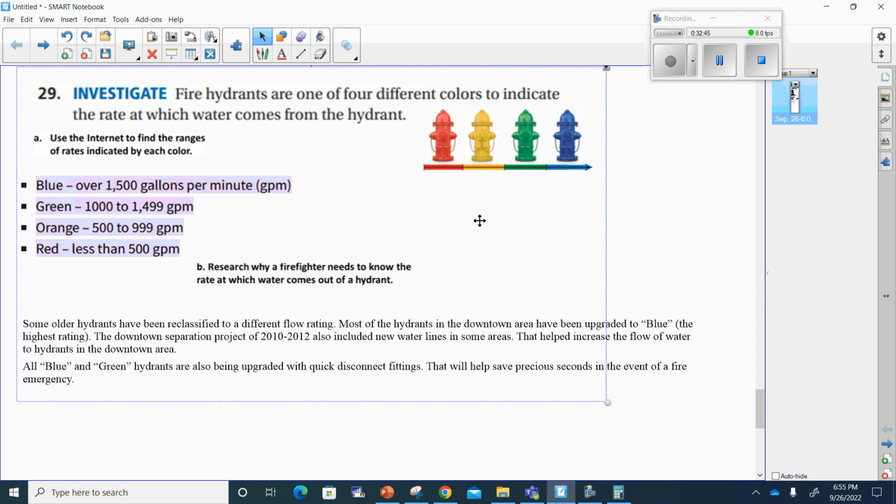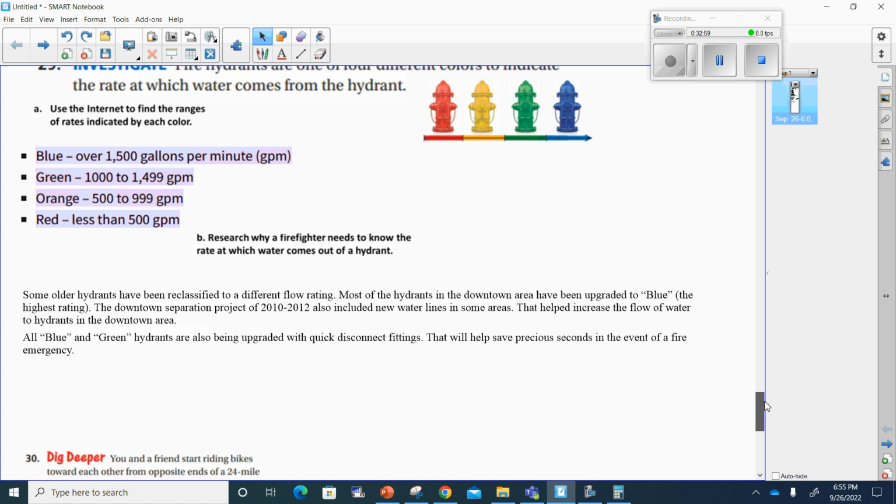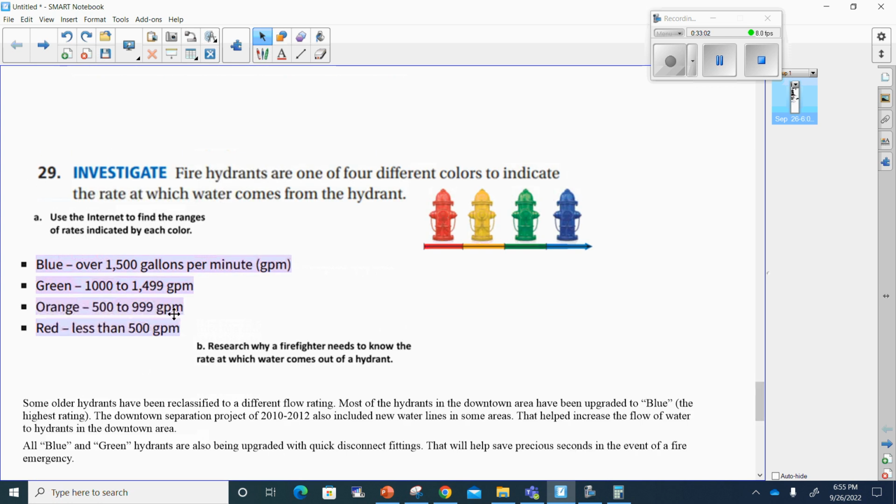So for the gallons that you need, if you have a really big fire, you're going to want a lot more water, right? And knowing that some have quick disconnect fittings will help you connect your hose quicker, which is also helpful. Well, that's all of them that I had. The rest of them are for you to have. Sorry about number 29. It really doesn't have much to do with math at all.